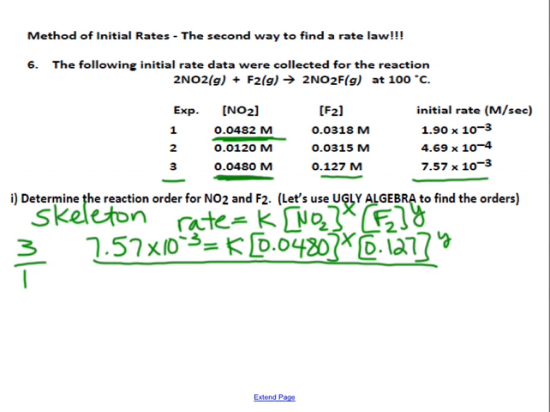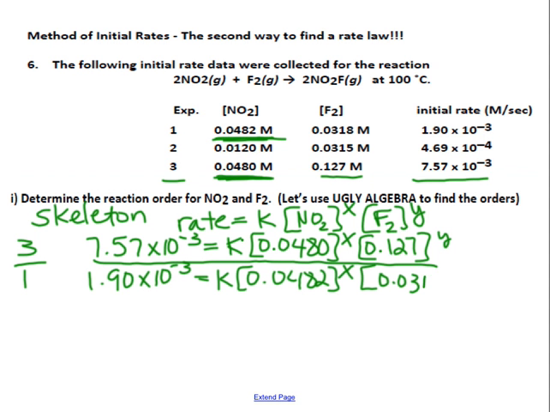So for experiment 1, I get 1.90 times 10 to the negative 3 is equal to K times 0.0482 to the X times 0.0318 to the Y. So if you notice with this ratio, I can cancel stuff out. My K's are going to cancel. I'm literally treating it like a quotient. And then 0.0482 to the X is pretty much the same here in both cases, so that can cancel.